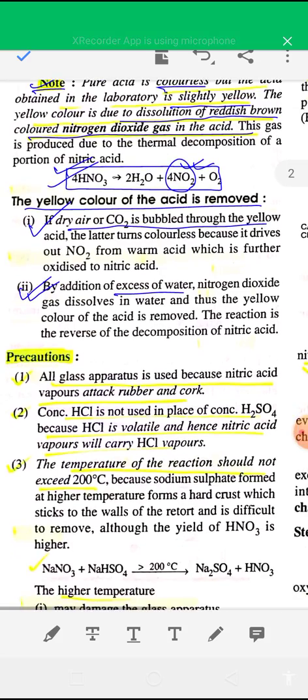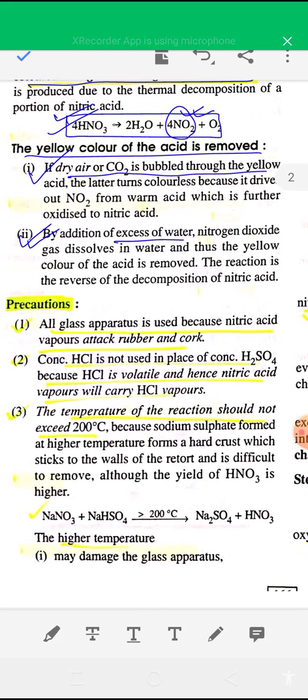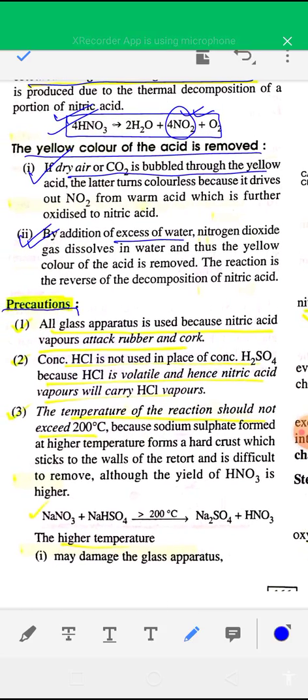Now see the precautions. Which precautions do you have to take in the lab preparation of nitric acid? First, an all-glass apparatus is used, because nitric acid vapor attacks rubber and cork.